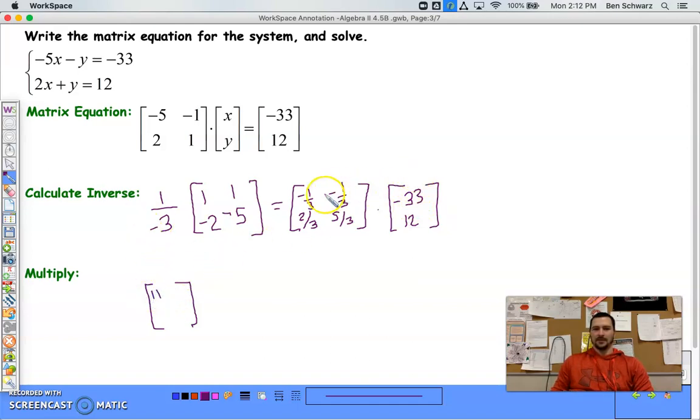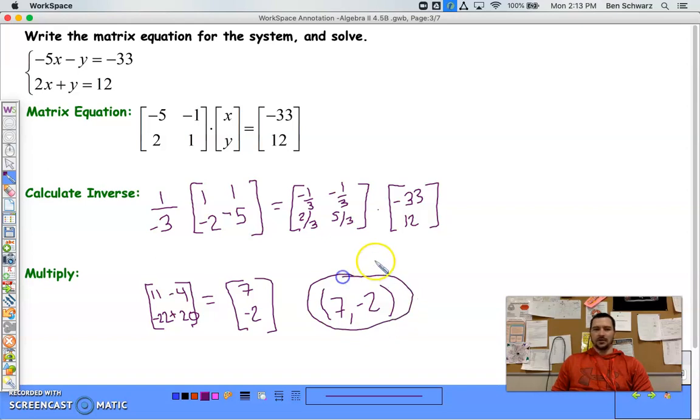So I'm just going to write this out. And then negative 1/3 times 12 is negative 4. So that would end up giving us 7. And then if we do the bottom, 2/3 times negative 33 is negative 22. And then 5/3 times 12, doing quick maths in my head, that would be 20. So negative 2 there. So we get an answer of 7 for x, negative 2 for y.